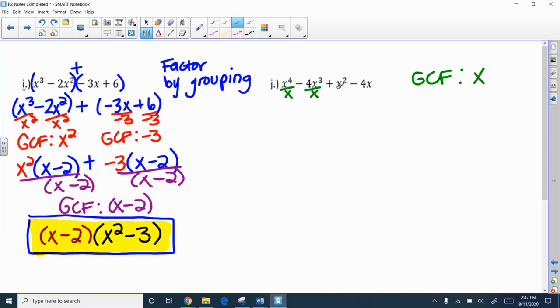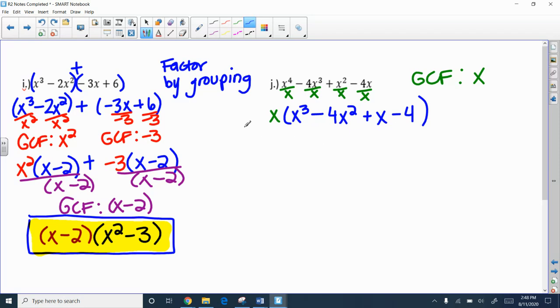So I can factor out an x out of all of these. If we factor out a GCF, it's going to go in the front. And then when I divide by x, x to the 4th divided by x would be x cubed. This term, 4x cubed divided by x, is 4x squared. This term, x squared divided by x, is just plus x. And then this term, negative 4x divided by x, is minus 4. Okay, so now inside the parentheses, this can factor more, and this has 4 terms.